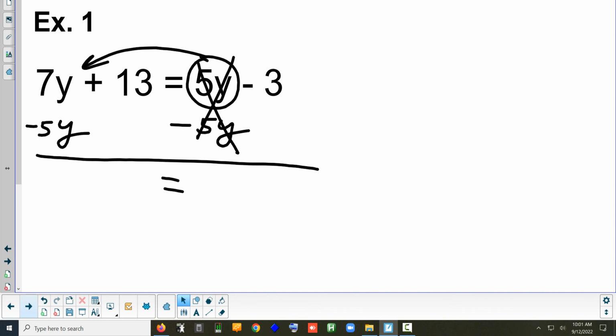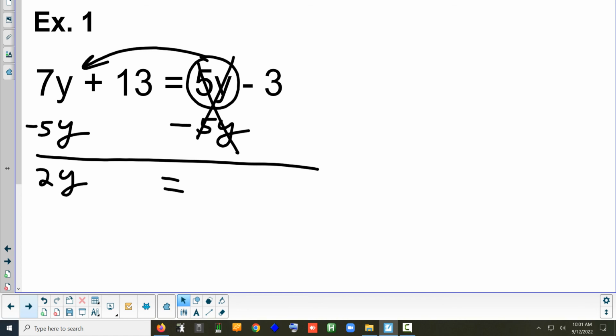Notice when I minus the 5y, I line it up as like terms. I want all the y's in one column on the right, and I also want the y's in their own column on the left. Now I can do 7y minus 5y. What is 7y minus 5y? Sean? 2y. So I've got 2y.